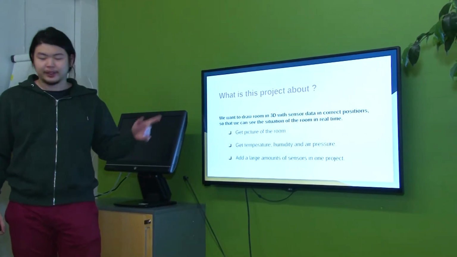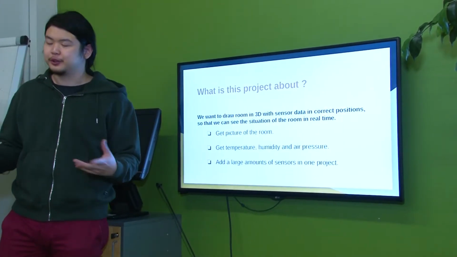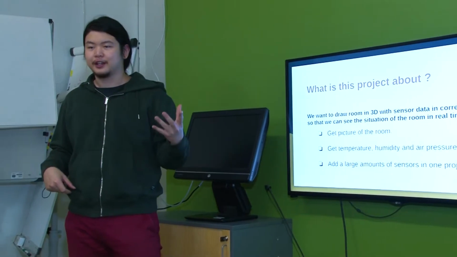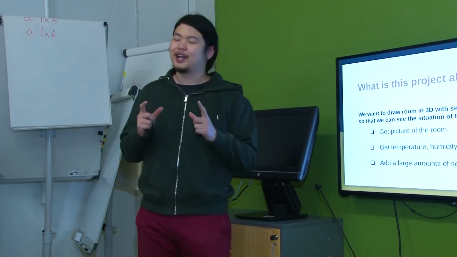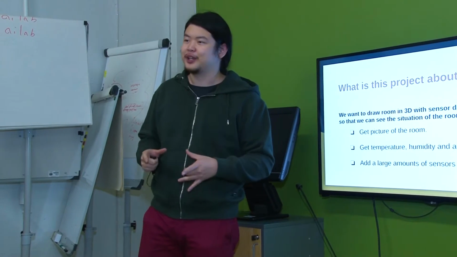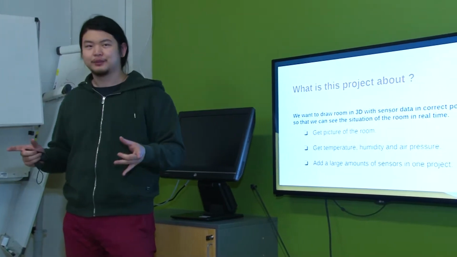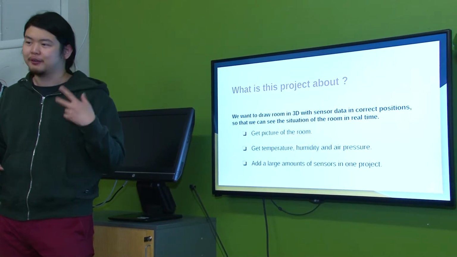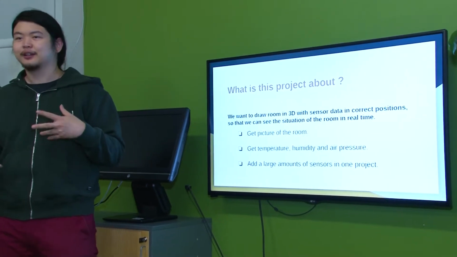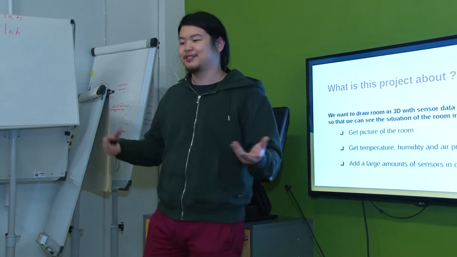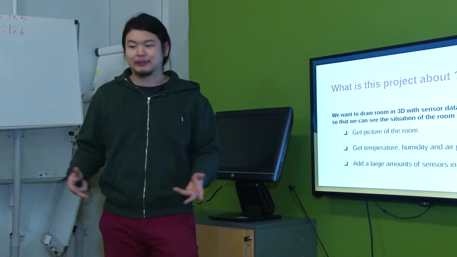Basically, the idea is to draw a room in 3D because we have this point cloud data from the laser scanning. So we have a pretty accurate representation of this room. And in this room, we can put sensors and measure, for example, temperature, humidity, and air pressure, and keep in check that everything in this room is okay if it were critical information.